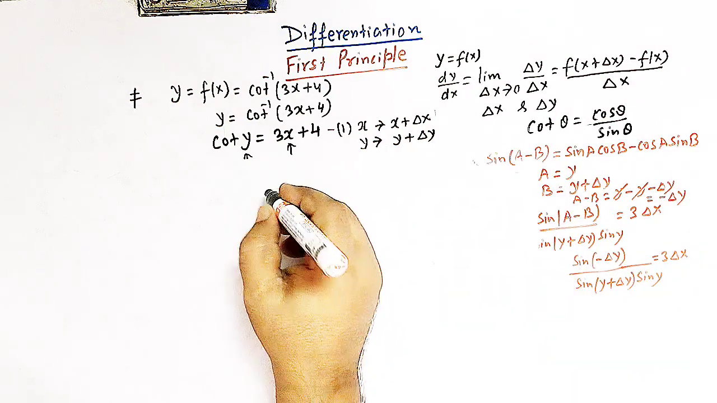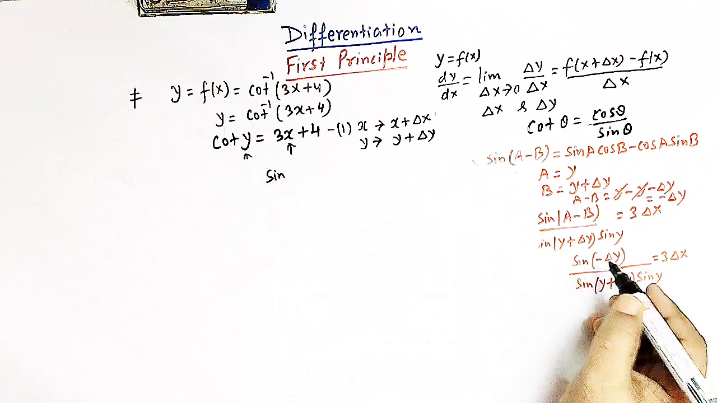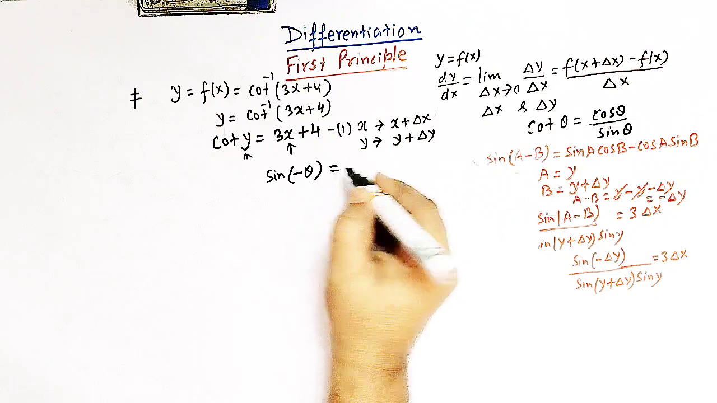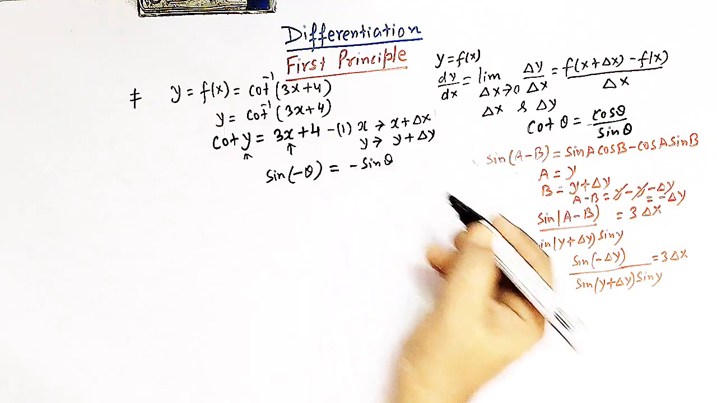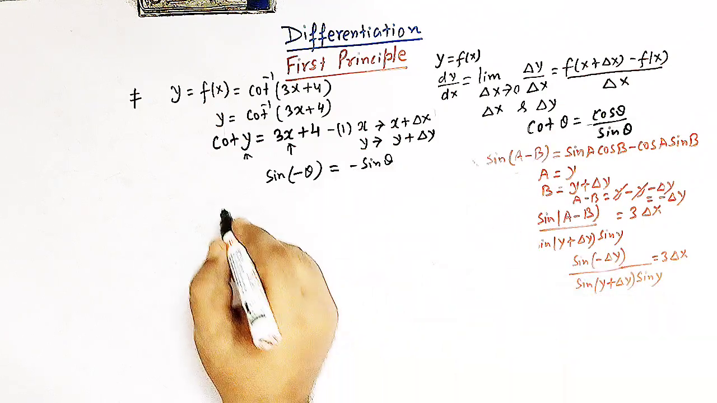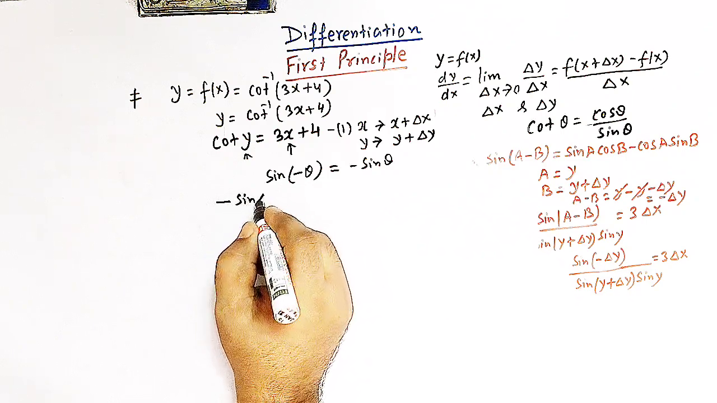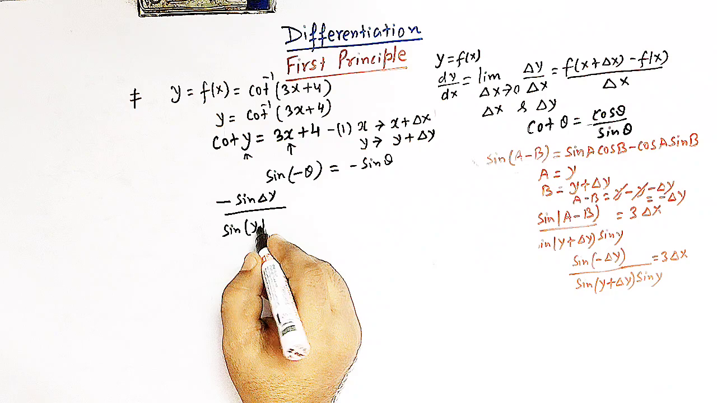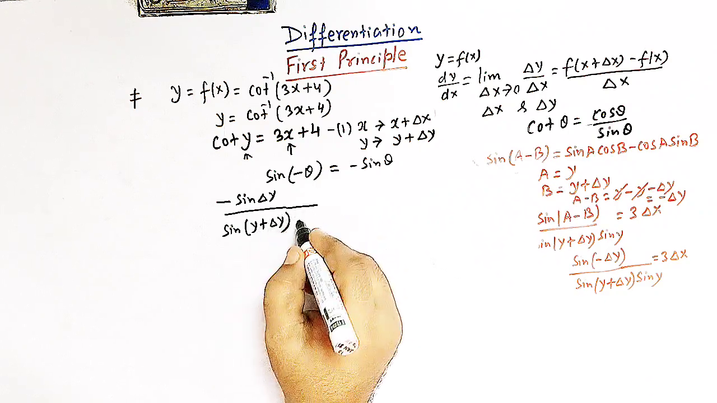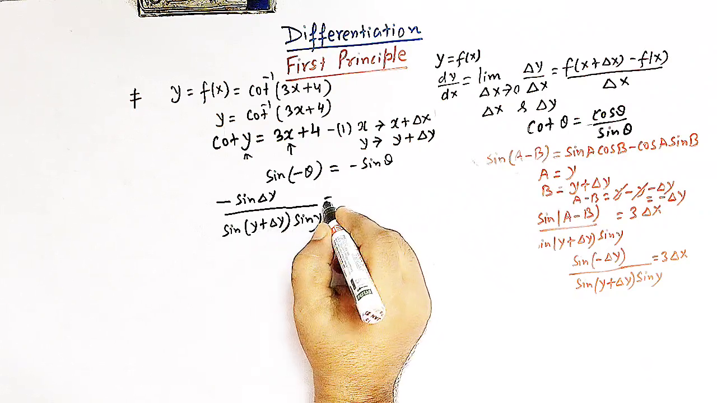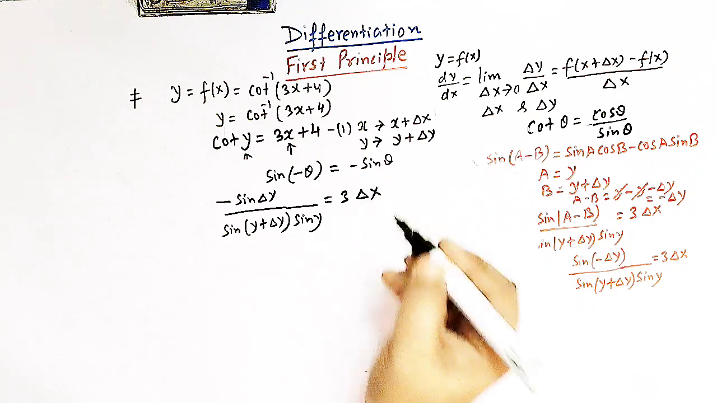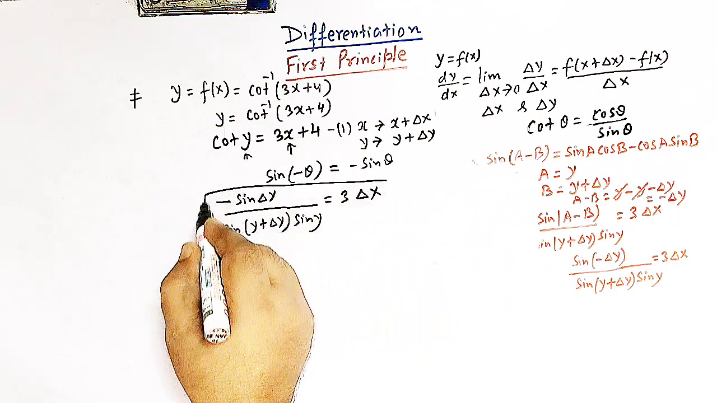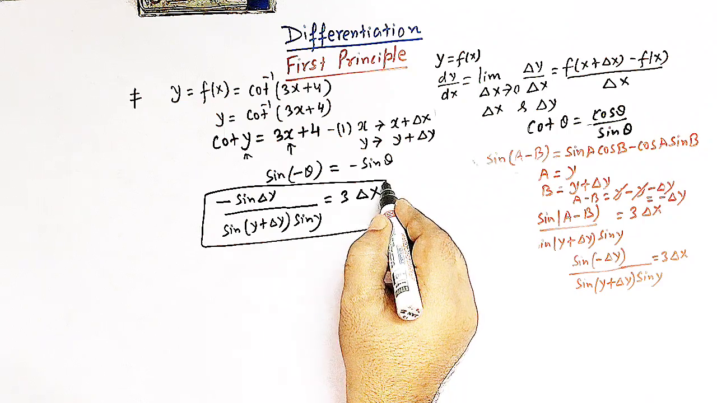So now here we can use an important identity from trigonometry, that is sine of minus theta is minus sine theta. So sine of minus delta y is minus sine delta y, and here we have sine y plus delta y, and this is sine y, and this is 3 delta x, right?